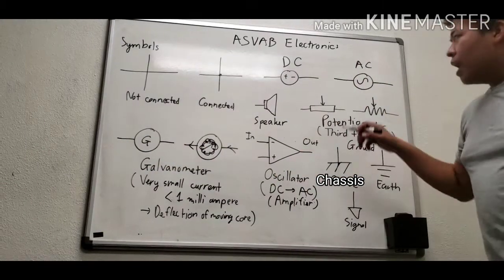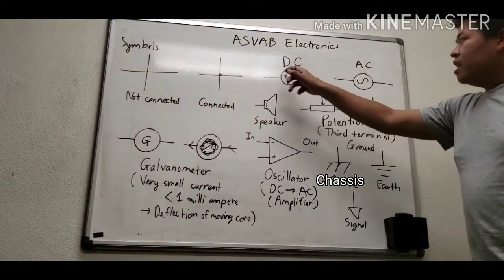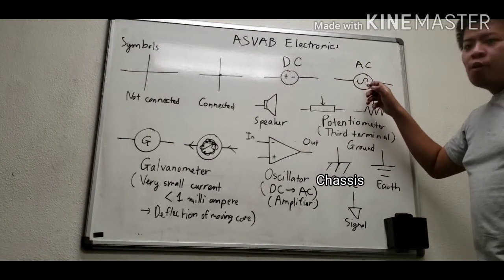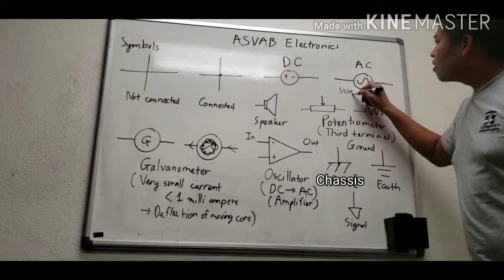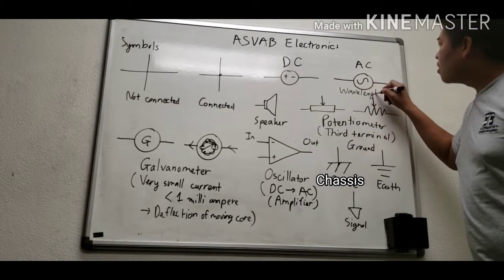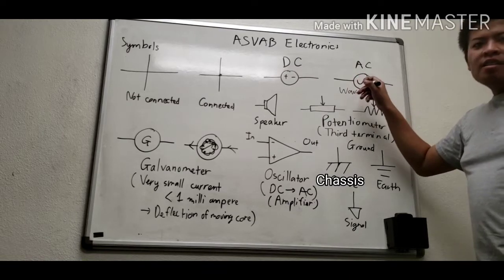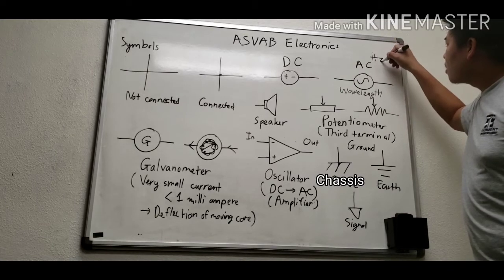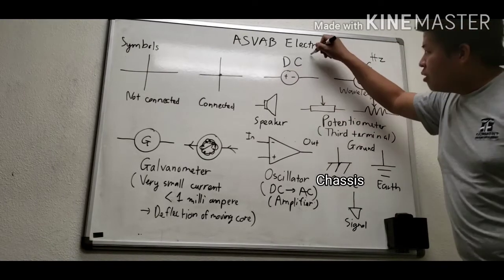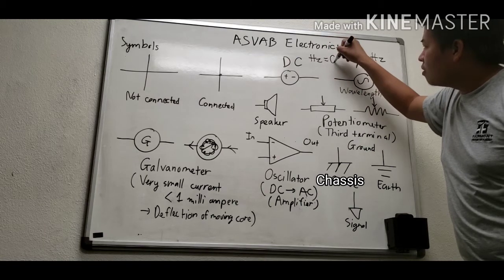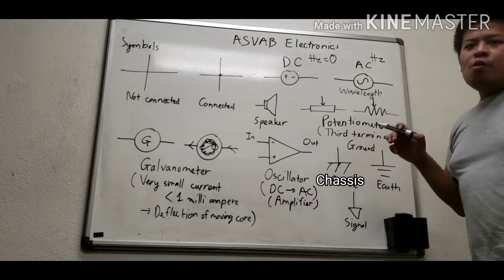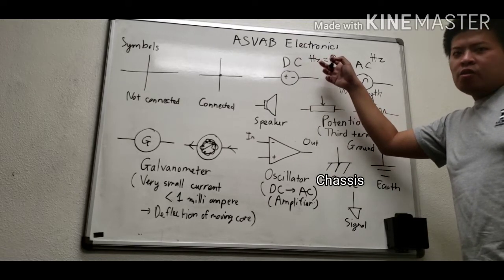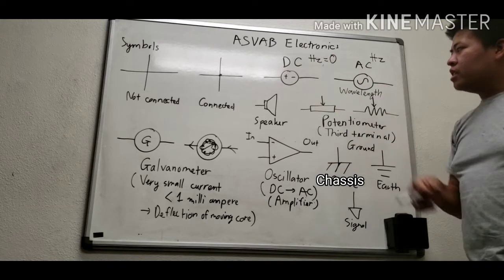The next one is about DC and AC. DC will have the positive and the negative, but AC has the wave. Because in the AC they will use the hertz. In the DC there is no hertz. So that's on the test: do we have frequency in the DC? The answer is hertz is 0 because there is no hertz in the DC.